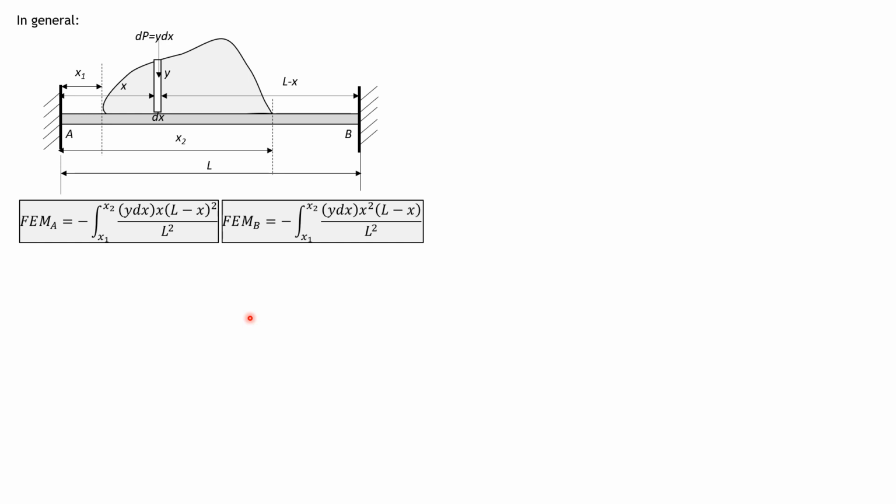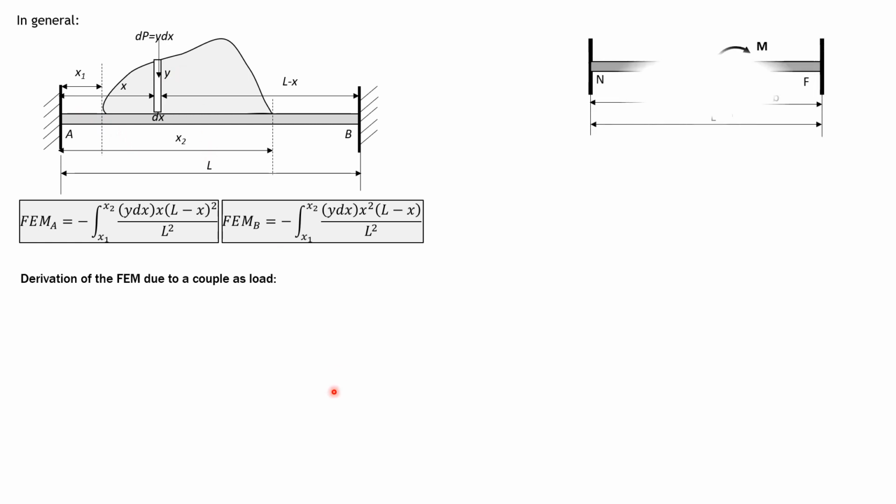So let's have the derivation of the fixed moment due to a couple as load, because for a couple there's no load where you can cut a strip. So this is unique. And let's assume that the couple is clockwise in this case.